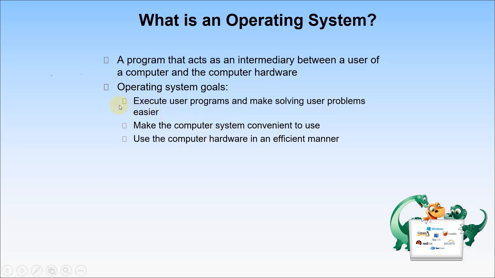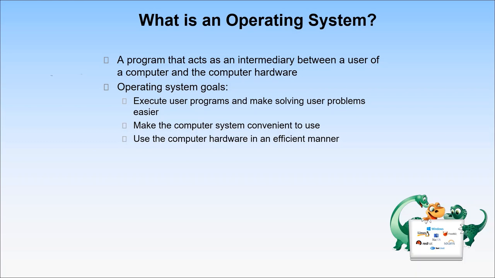These are the operating system goals. First, execute programs and make solving user problems easier. Second, make the computer systems convenient to use. Third, use the computer hardware in an efficient manner.